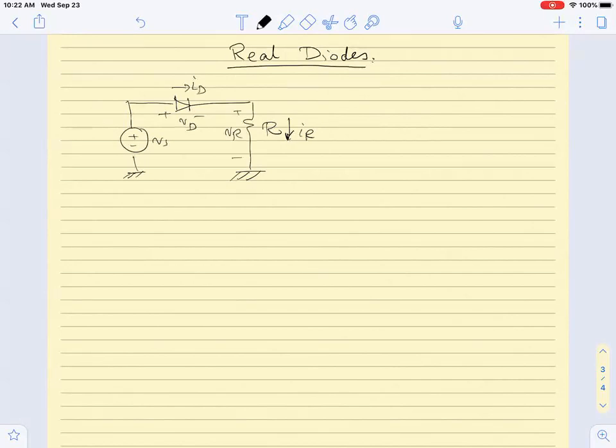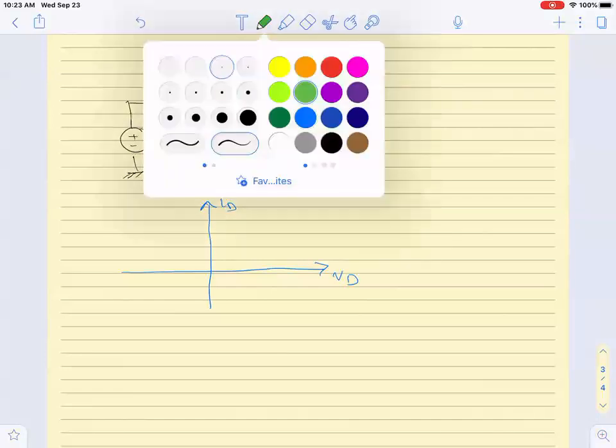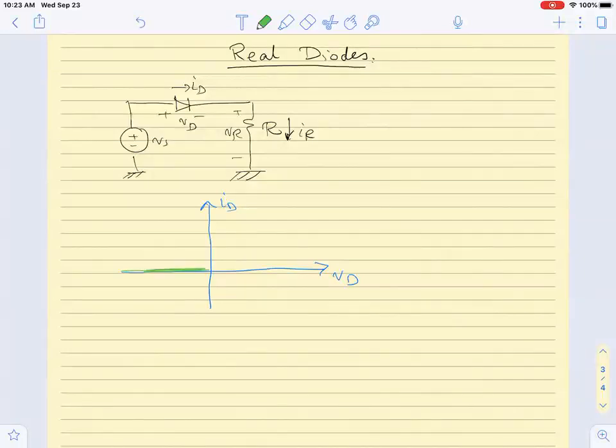So when we talked about the ideal diode model, we are going to plot ID versus VD, and we said the current is zero when VD is negative, and the current is going to be positive. So here ID is positive when it is on and V diode is zero. Those are the two regions we talked about in the ideal diode: open circuit when ID is zero and VD is negative, and ID positive when VD is zero. We are solving by placing the diode in one of those two regions.